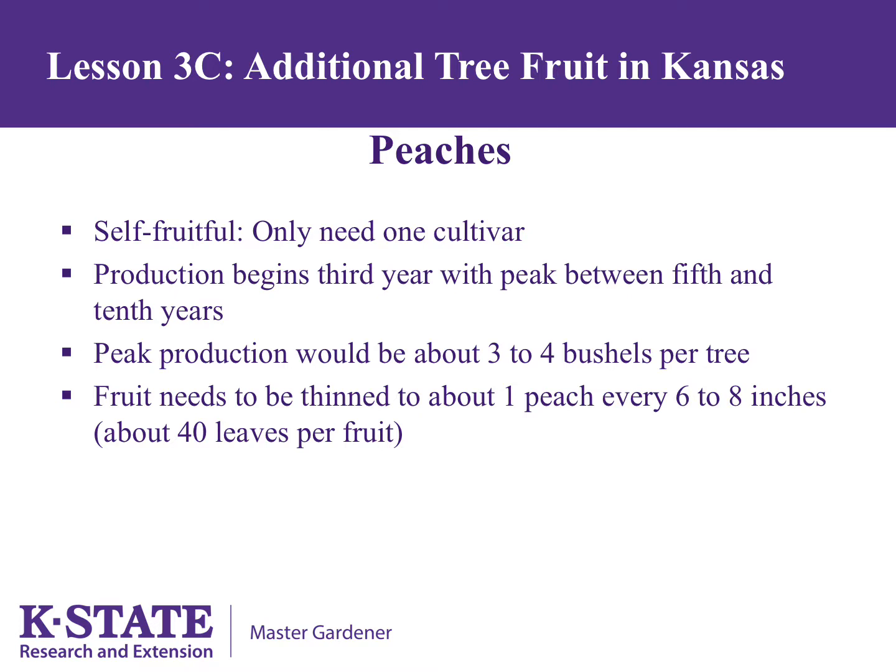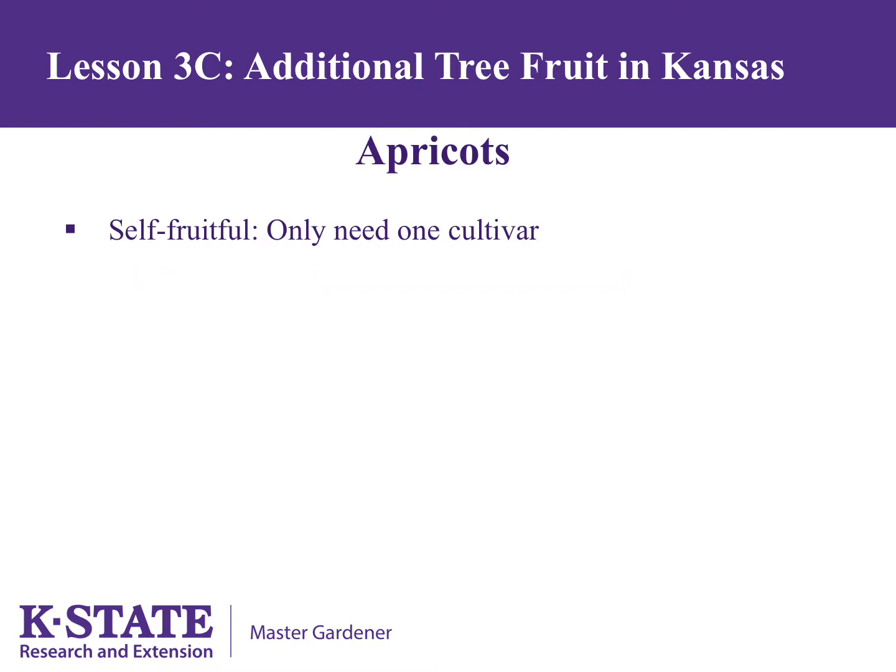Measure the length of the limb in inches and divide by 7. This will calculate how many fruit should be on that limb, regardless of whether they are in a cluster or not. Apricots are also self-fruitful, though there are certain varieties that require a pollinator. Read the description before ordering.